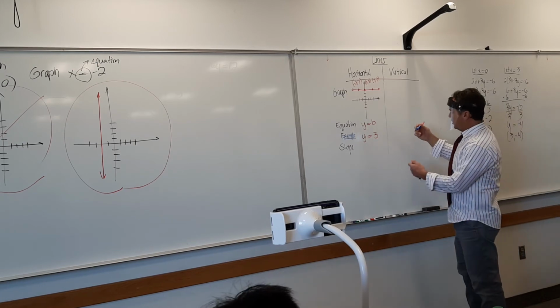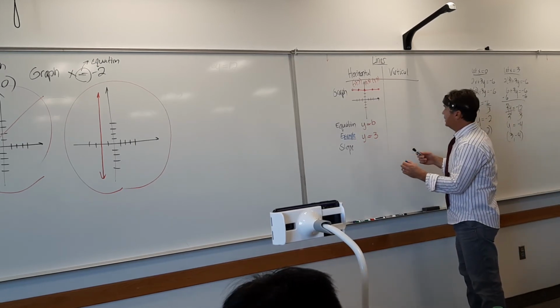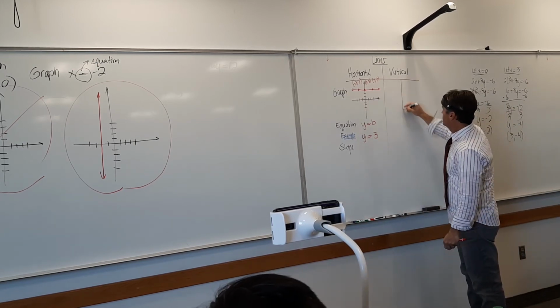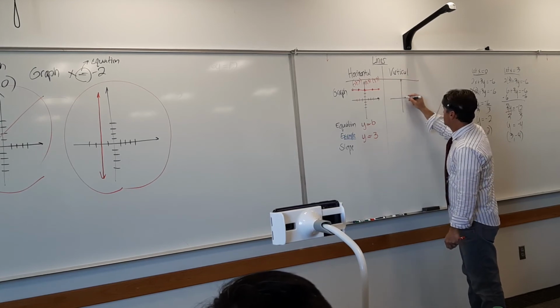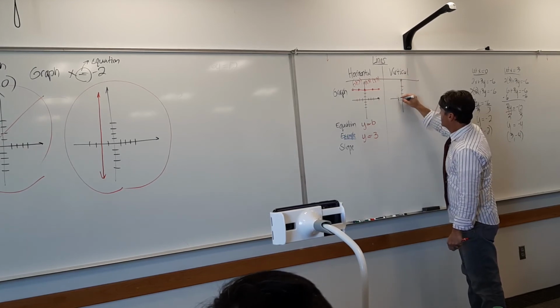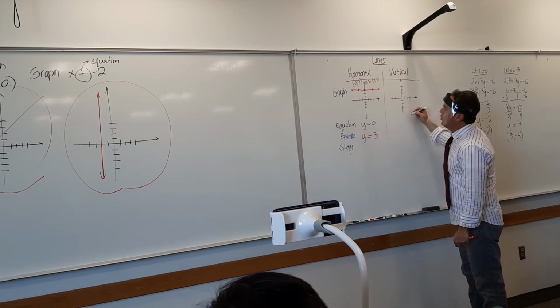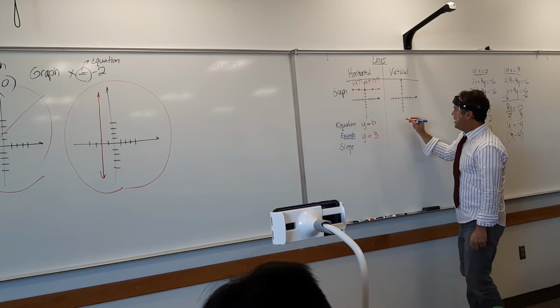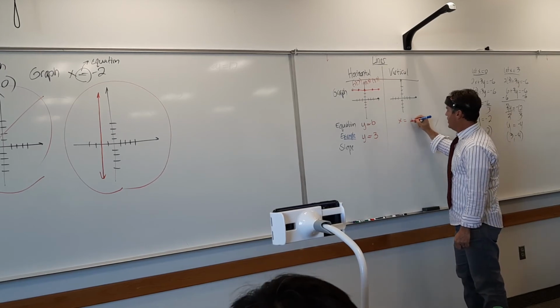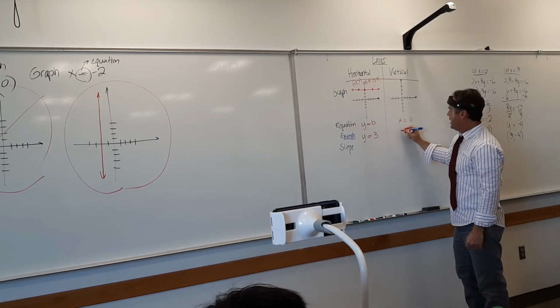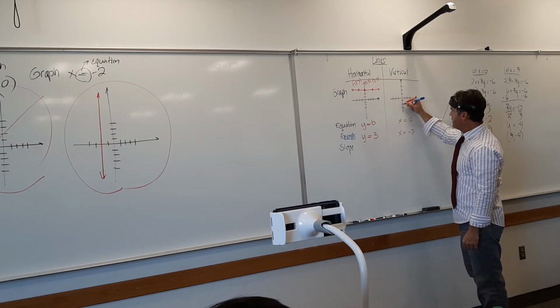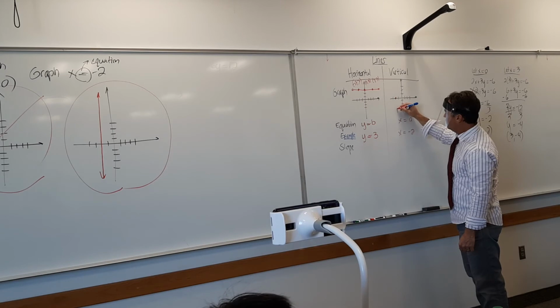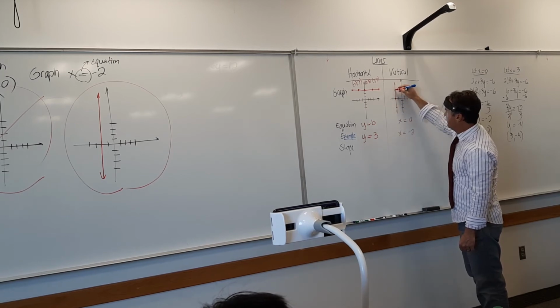In a vertical line, on our equation, we're going to have x equals a. An example would be x equals -2. We come down to x on the x-axis, 1, 2, right there, and we draw this vertical line. We can play the same game.